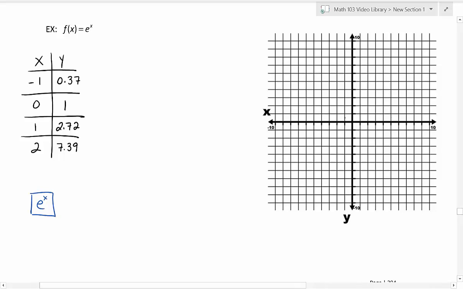So that's negative 1, 0.37, 0, 1, 1, 2.72, and 2, 7.39.